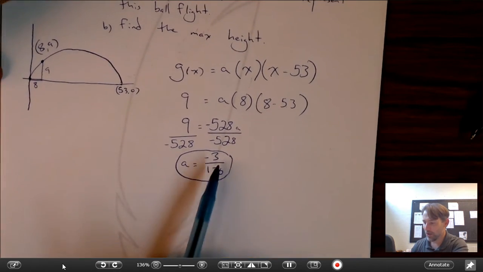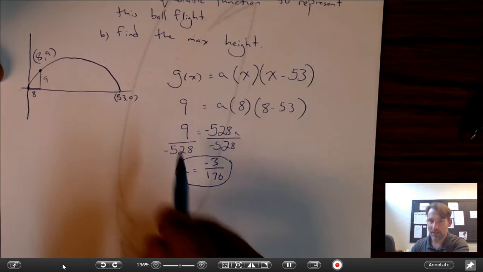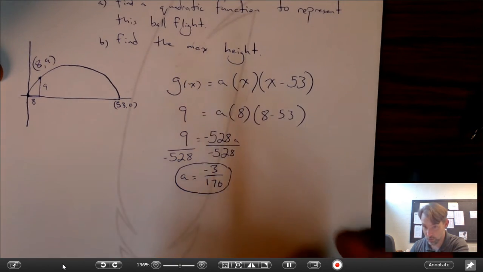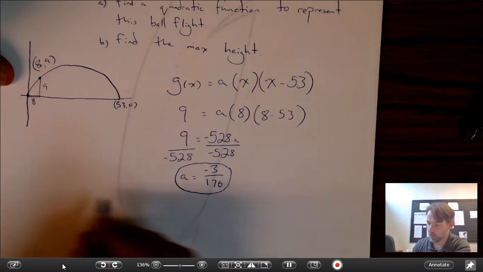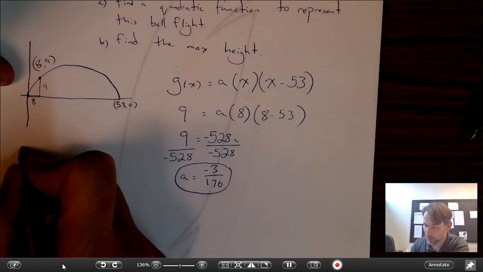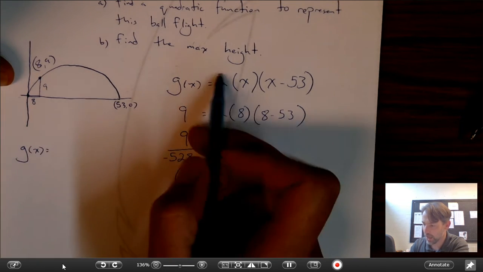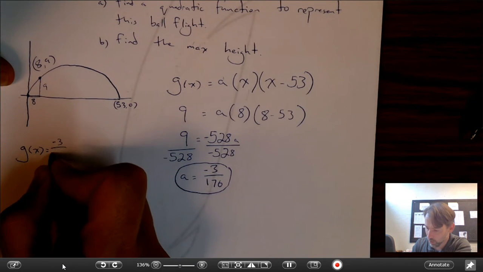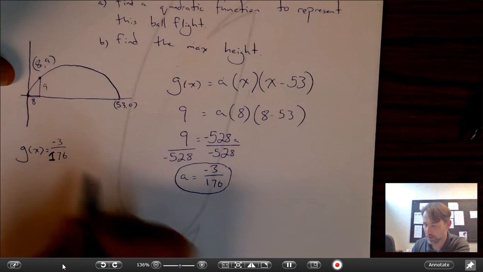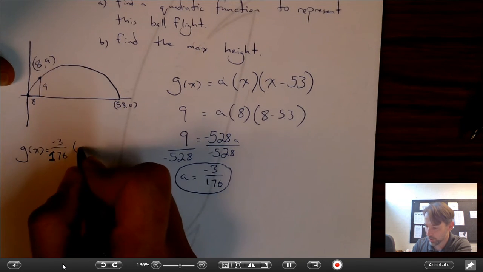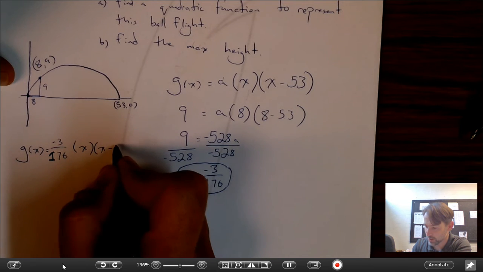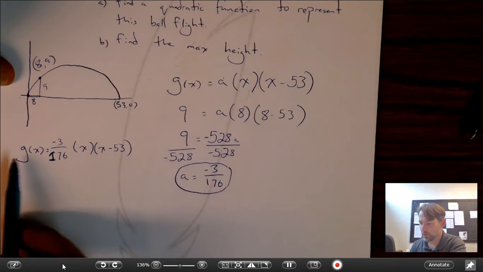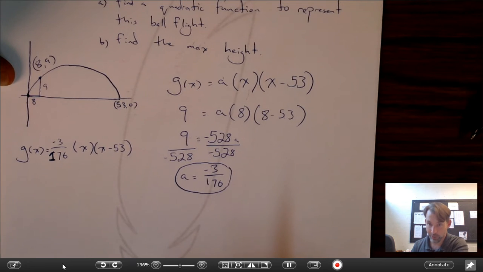So now I know the quadratic function, and I can now use that to find the max height. Okay, there's two ways to do the max height. Well, first, write the quadratic function. So g of x, let's write it over here. g of x is equal to a, that's a here, negative 3 over 176. Sometimes, Mr. Jennings, you stumble over the simplest things, copying a number. Negative 3 over 176 multiplied by x minus 53. Okay, so now that's the factored form of this quadratic.